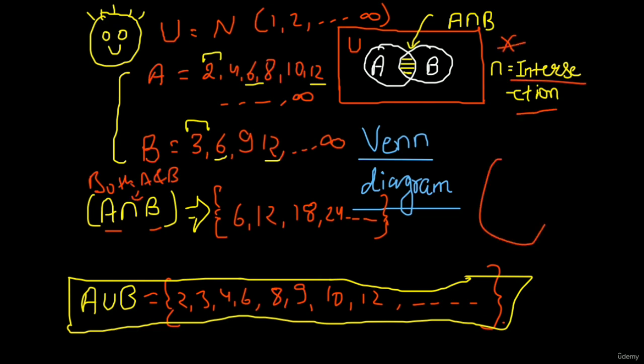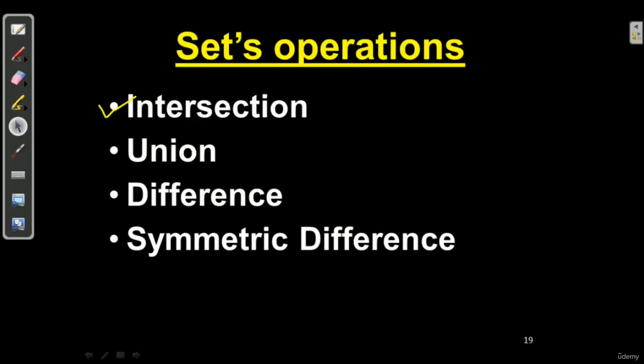So now I think that you have got the idea of what is intersection and what is union. So we have completed our intersection and the union. So we have said these two, and we are going to study the next two in the next one.